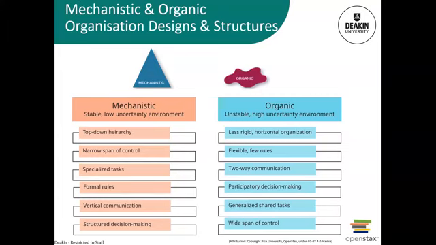And that's where, in contrast, we've got those organic companies. They're very good in unstable and uncertain environments because they're less rigid and they are a lot more flexible. So they have fewer rules. They have two-way communication. Their employees, in other words, work in teams, they collaborate, they talk to each other, and they operate in smaller groups. Again, the types of tasks they'll do are more generalised, and they have a wider span of control.